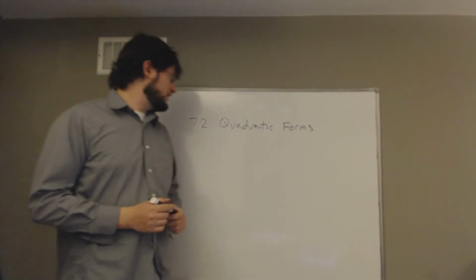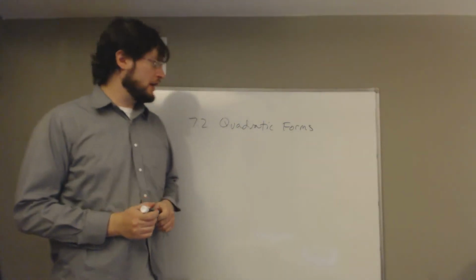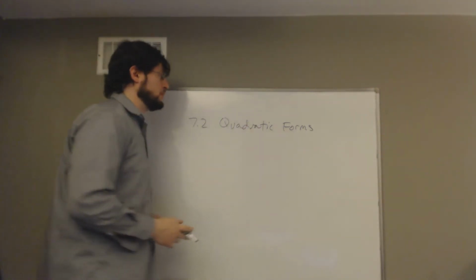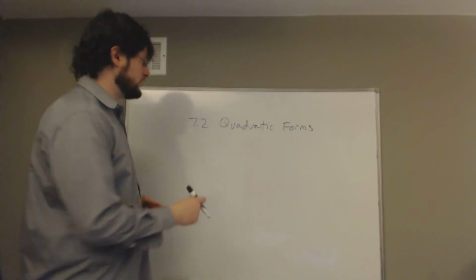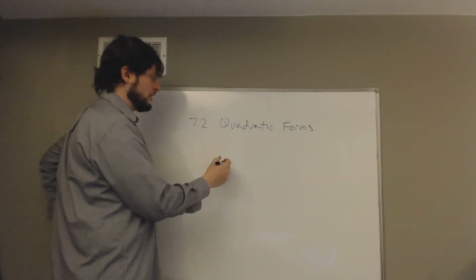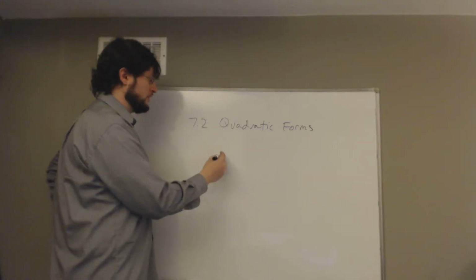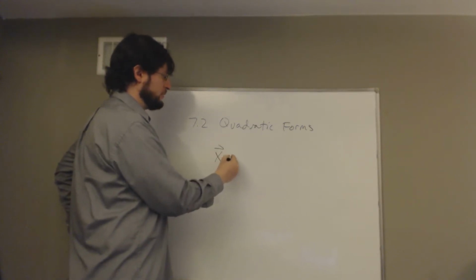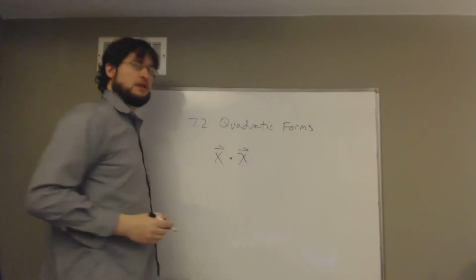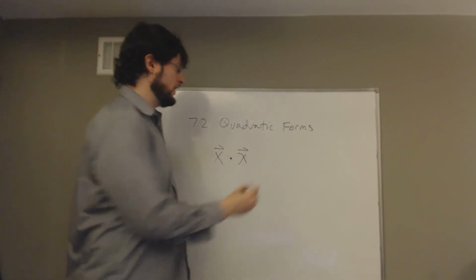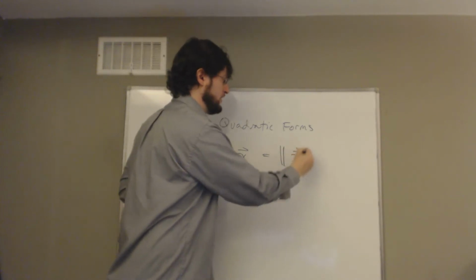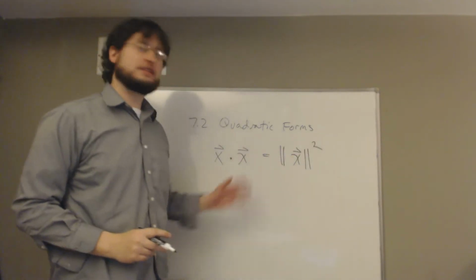Okay, so today we're going to look at section 7.2, quadratic forms. Before we talk about what we mean by a quadratic form, let's just point out a few things that we already know that are relatively simple. For instance, if I take a vector x and I dot it with itself, so we know something about this already. What I'm going to get back from this is the length of the vector x squared. So that's something that we already know.